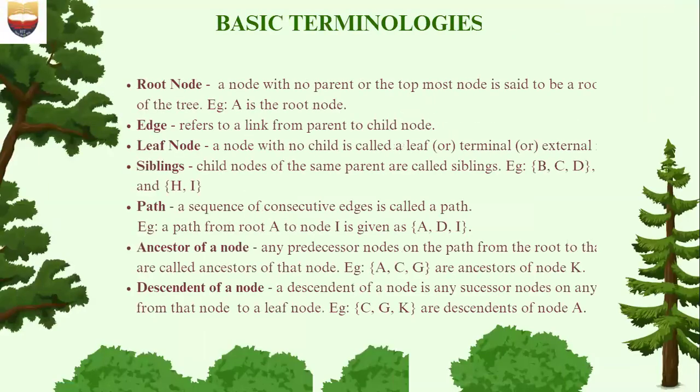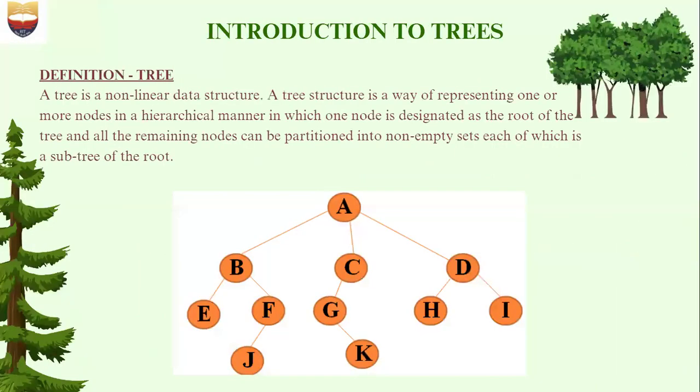Next term is ancestor of a node. Any predecessor nodes on the path from the root node to that particular node are called ancestors of that node. Example, A, C, G are the ancestors of node K. The root node doesn't have any ancestors.